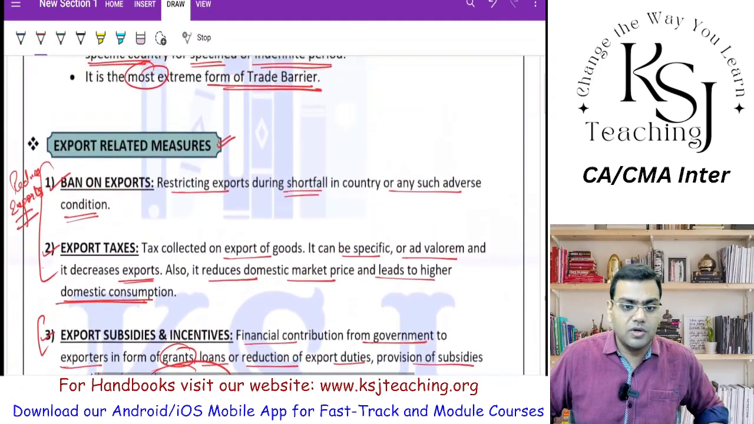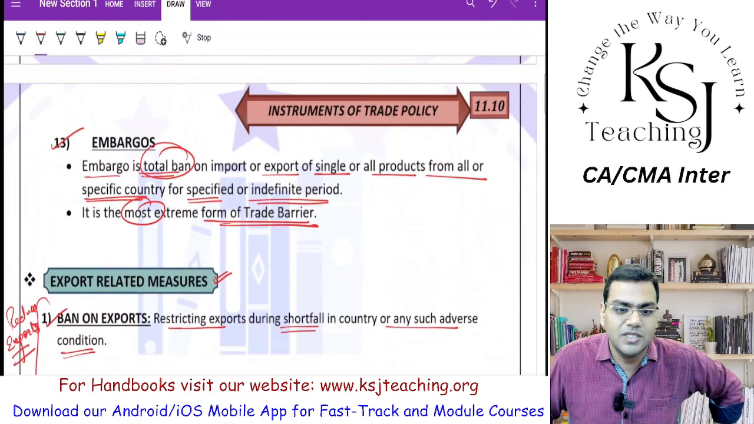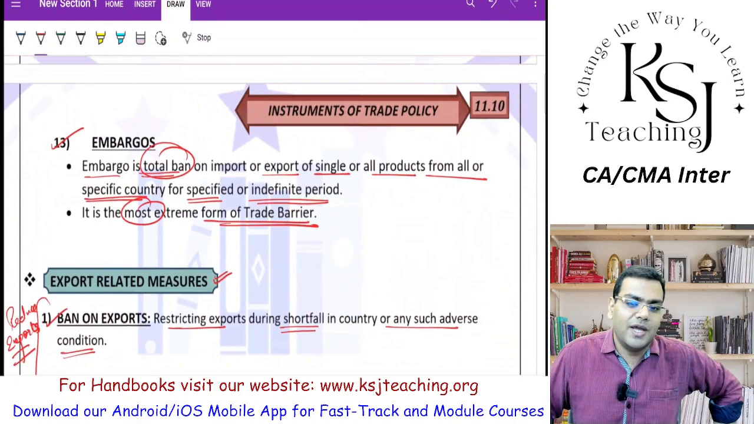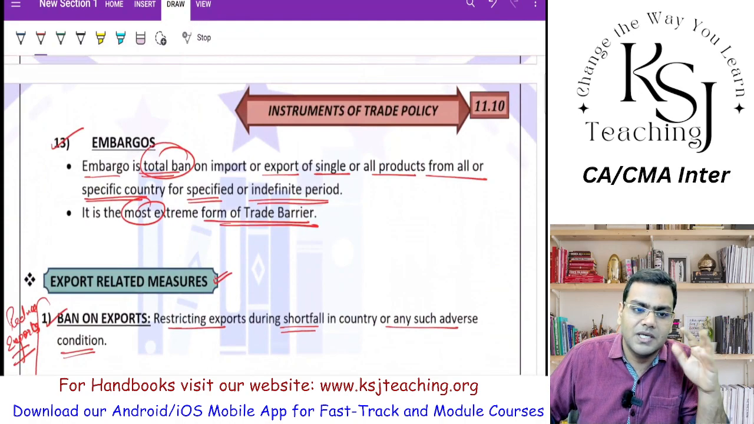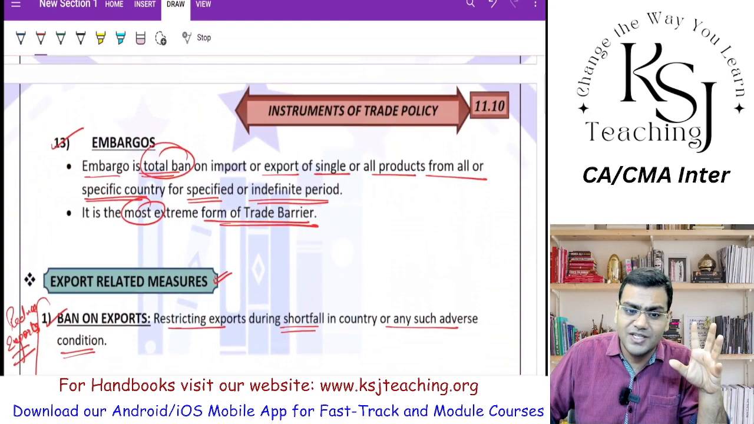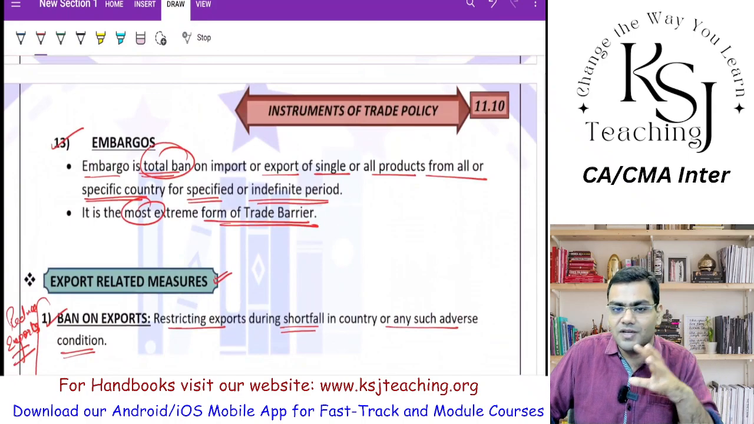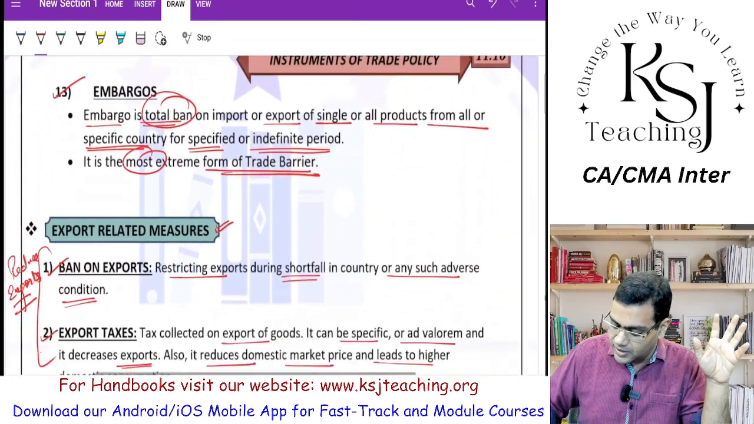So these are the export related measures, and with this we have done our chapter number 11 also, instruments of trade policy. The next three are very easy chapters. Understand this, very easy chapters. We'll just go through the reading, understand small things, nothing as such, not a lot of things to understand in depth, but very normal chapters. Even if you read, you will be able to understand. But we'll do it, don't worry about it.